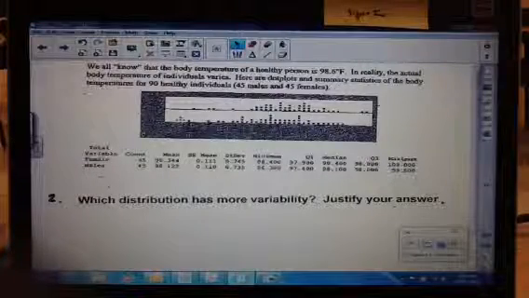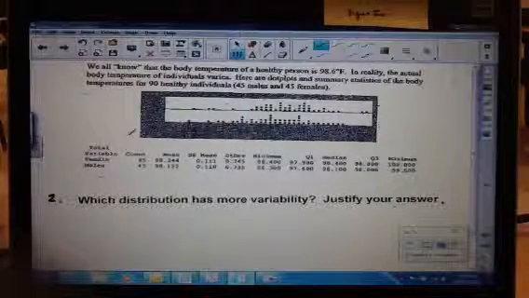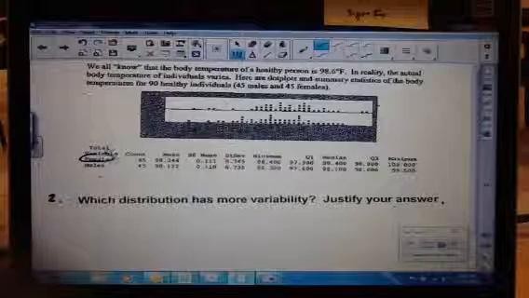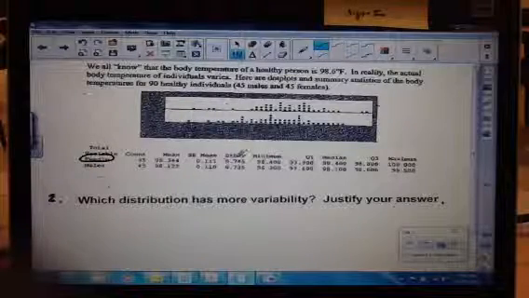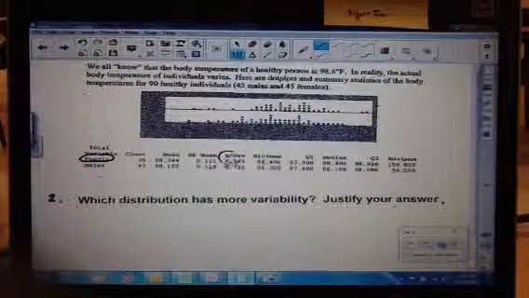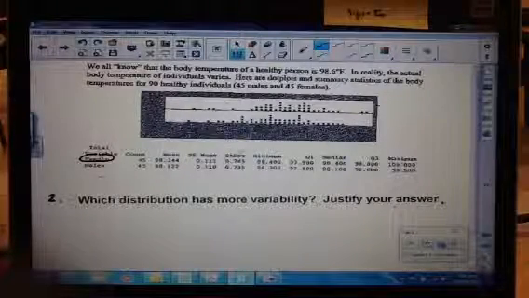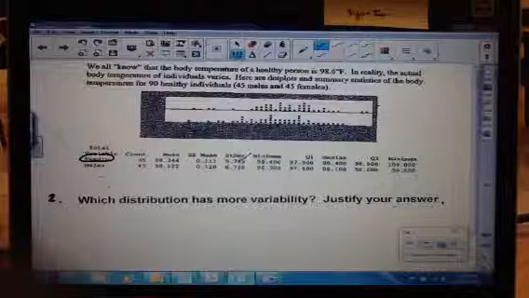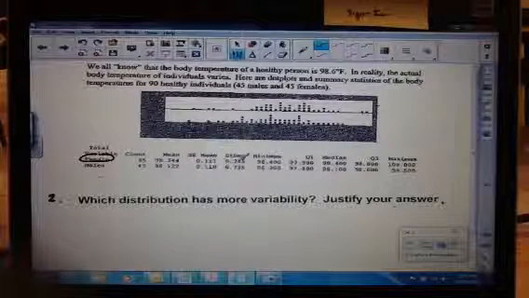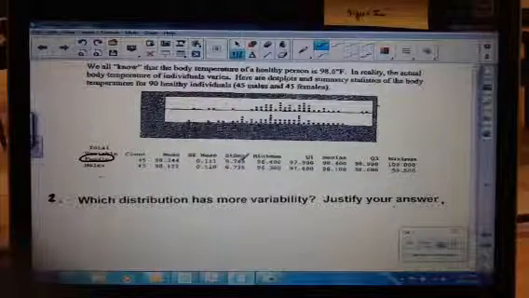Number 2, females have more variability. The evidence is that the standard deviation of the females is more than for the males. Once again, the standard deviation is bigger for the females than it is for the males.